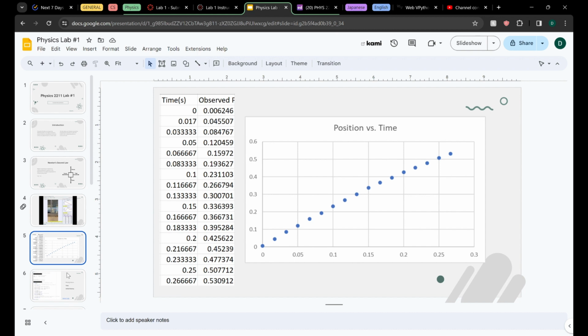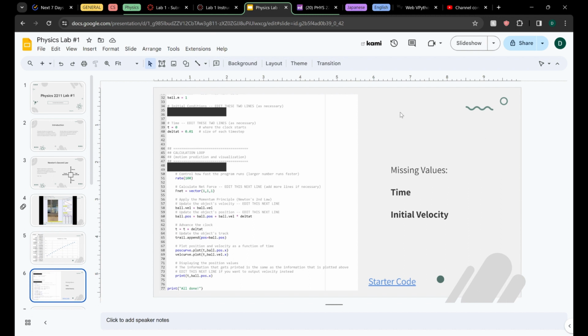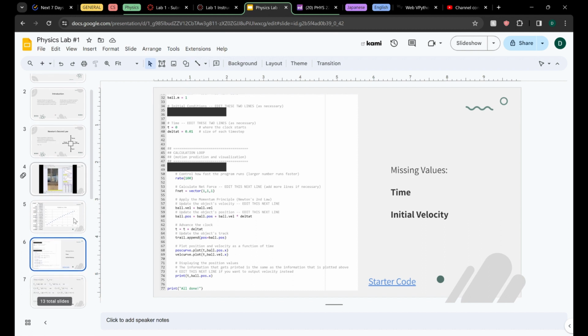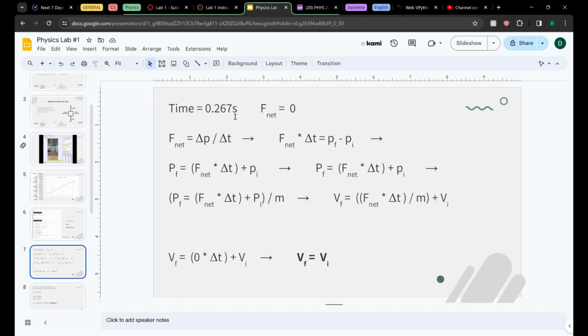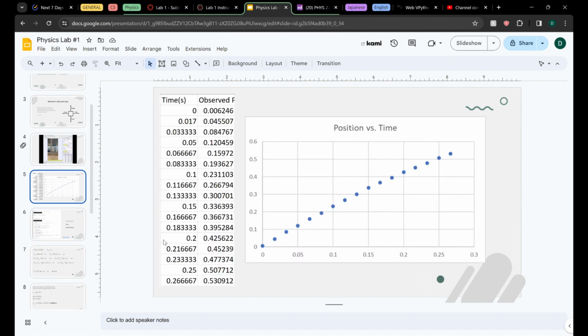Now we have to create the code to actually create a model of this. With the starter code, we're missing two values: time and initial velocity. Finding time is fairly simple. It's just the time that the pen is moving, so that's the last value of the time in the spreadsheet, 0.266667.